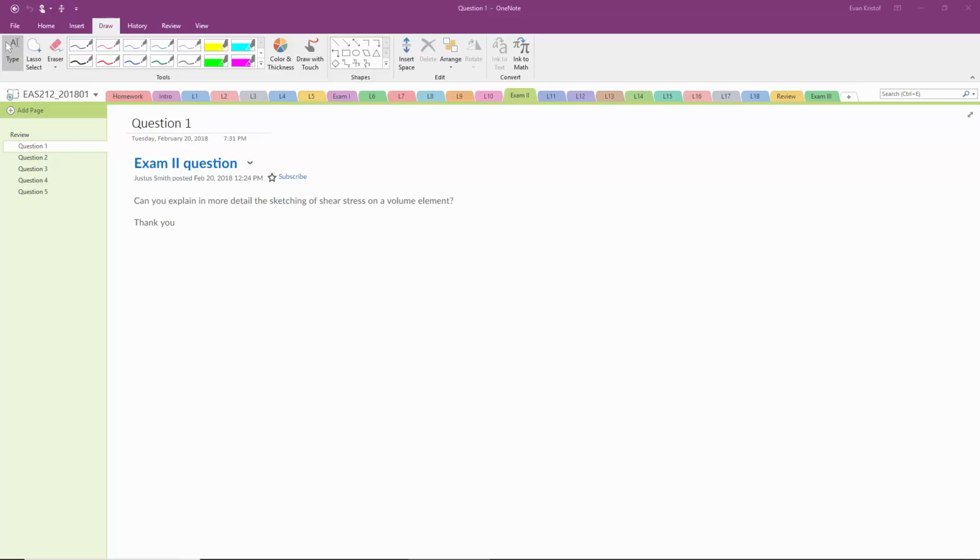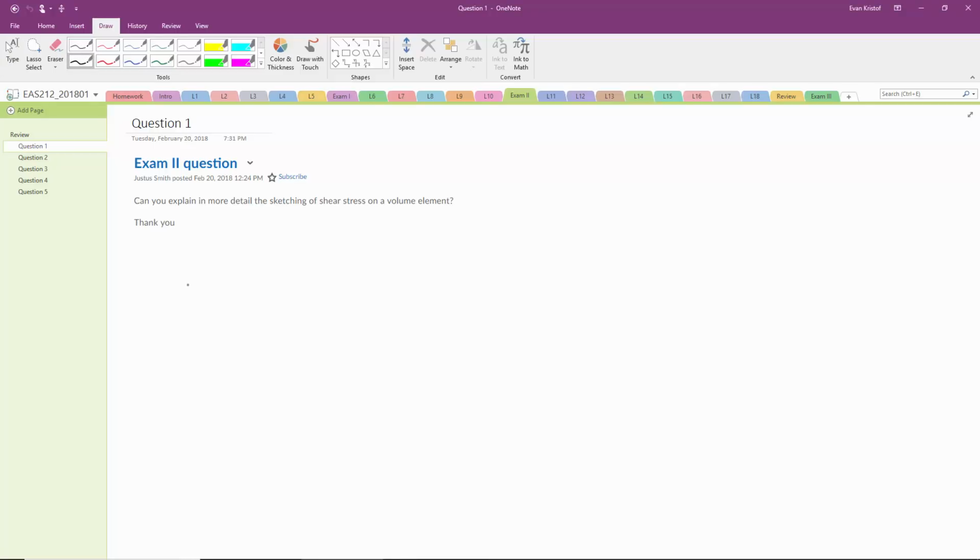So the first question that I've got is asking to explain the sketching of a shear stress on a volume element. And admittedly, this is included in the recommended problems to get you thinking about the visualization of stresses and things like that. But let's just talk briefly about what normal stresses and shear stresses due to the loadings that we've analyzed so far are going to look like.